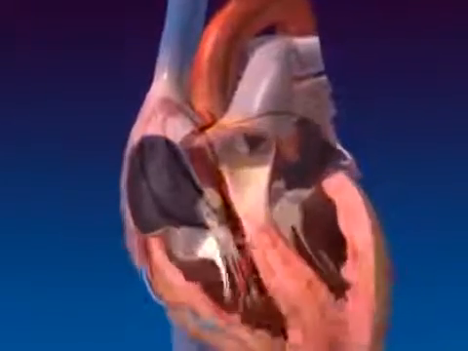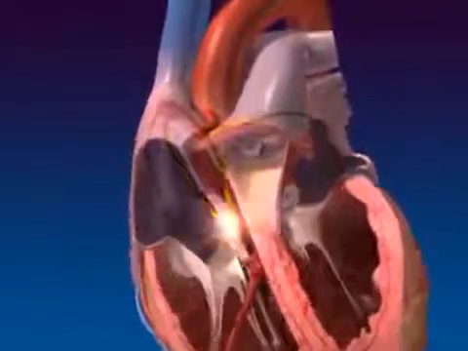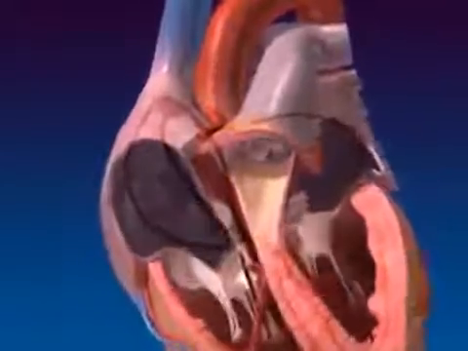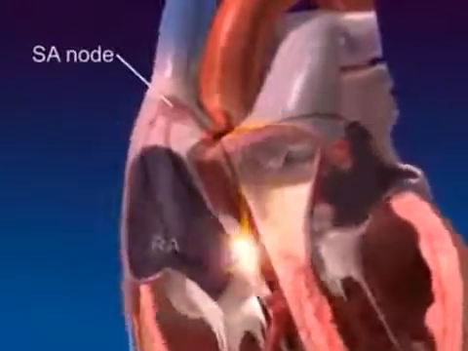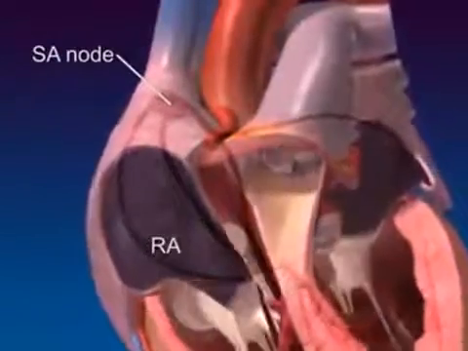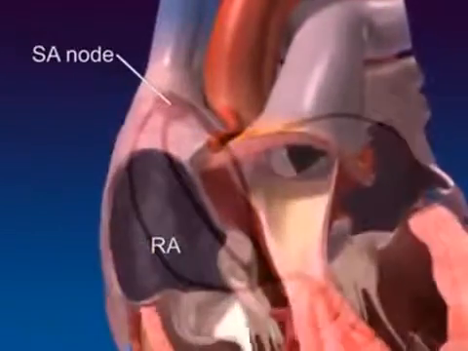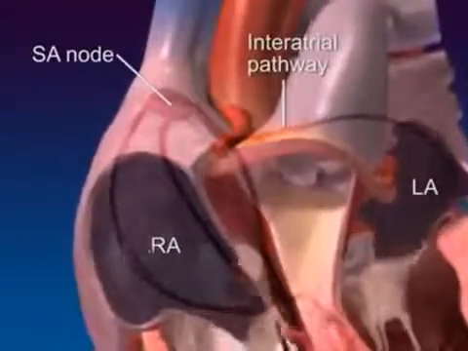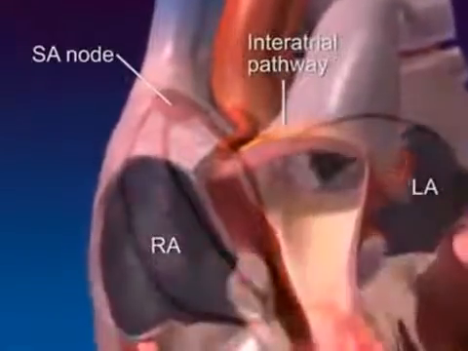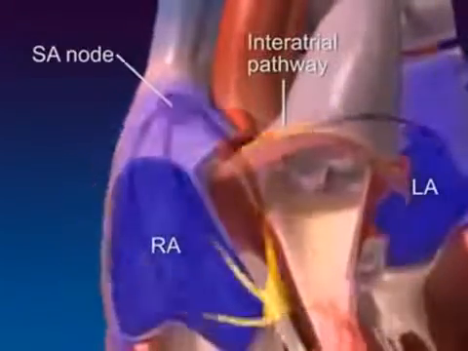as pacemaker activity. This activity originates from primary pacemaker cells in the sinoatrial or SA node in the upper right atrial wall. The pacemaker potentials swiftly move through the interatrial pathway to the left atrium and spread throughout the atrial myocardium via gap junctions. As a result, both atria depolarize and contract as a single unit.